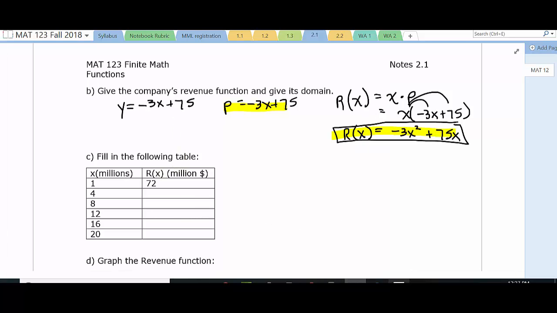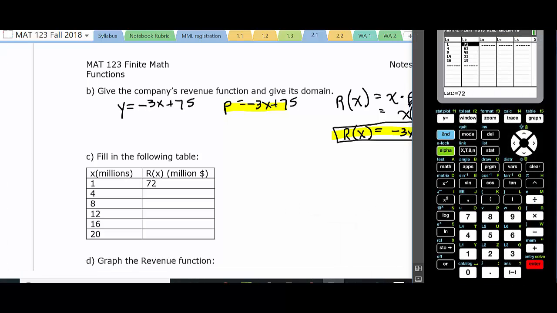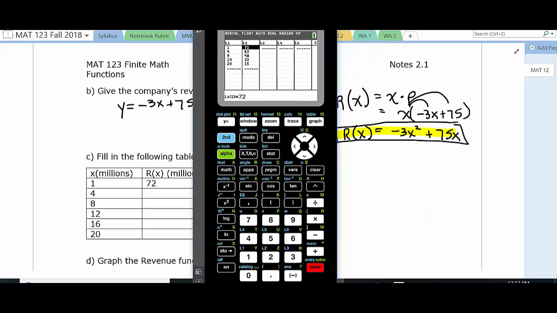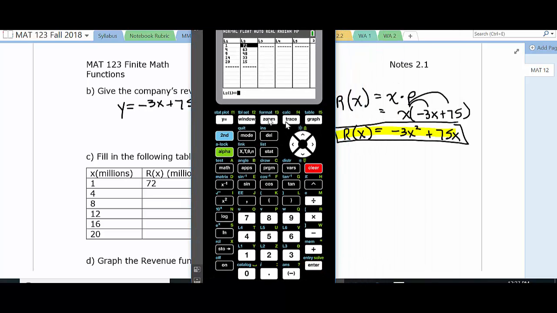Now what we're going to do is fill out this table. We're going to do this on our graphing calculator because we're going to find the revenue. So get your calculator out, and I want you to use it on this so that you don't have to do every single thing. We're going to go to Y equals and put the revenue in. So go Y equals and enter negative 3x squared plus 75x. We're going to get a graph of the revenue in part D anyway, so we'll start putting that together and use it to fill out the table.